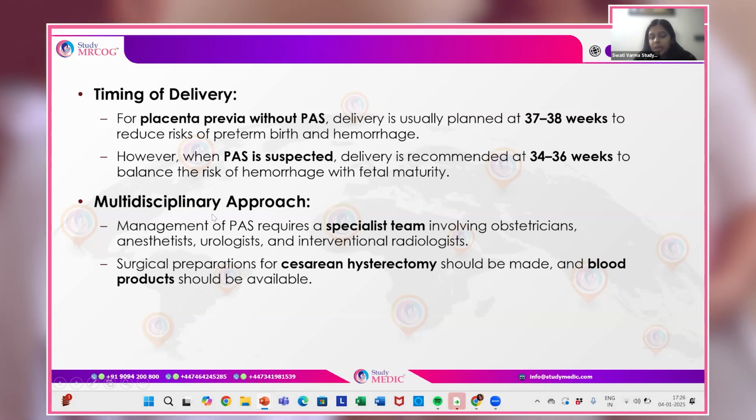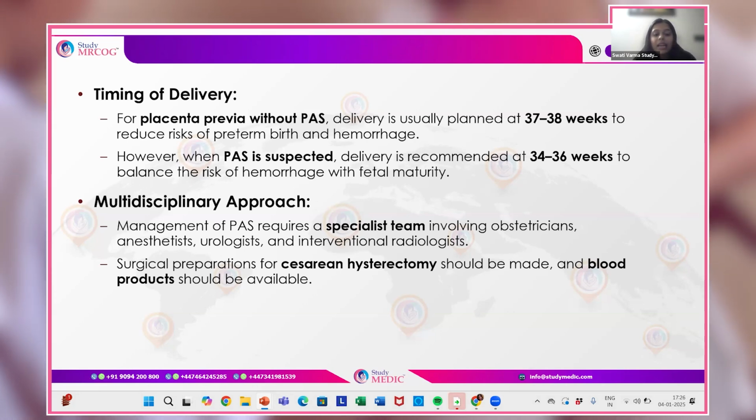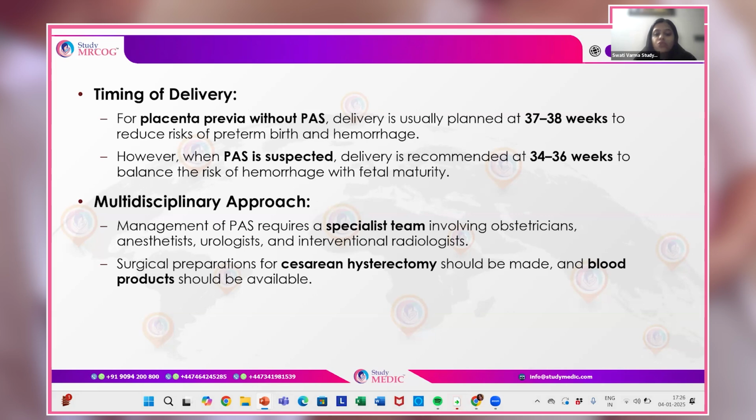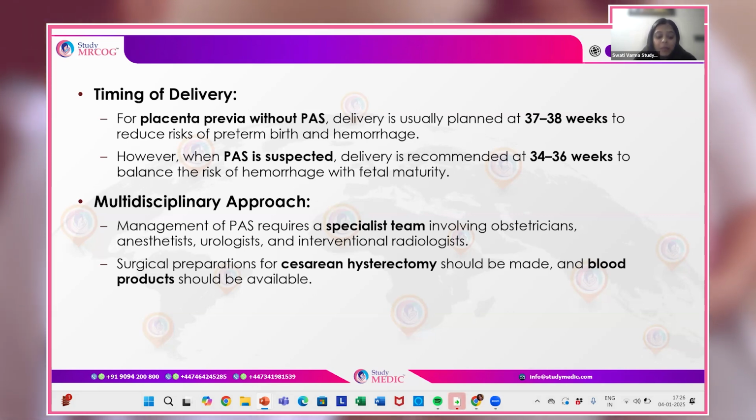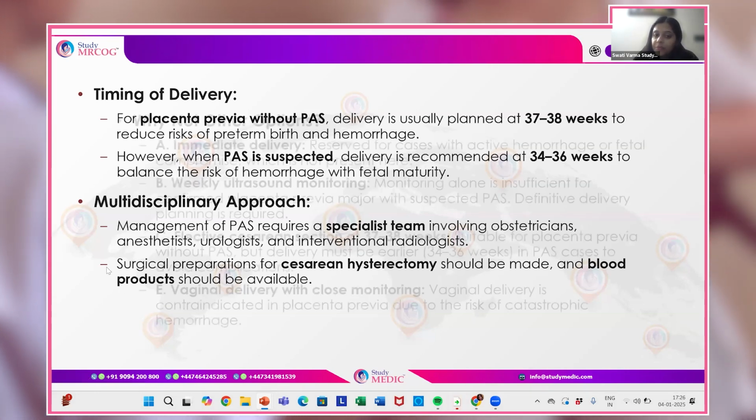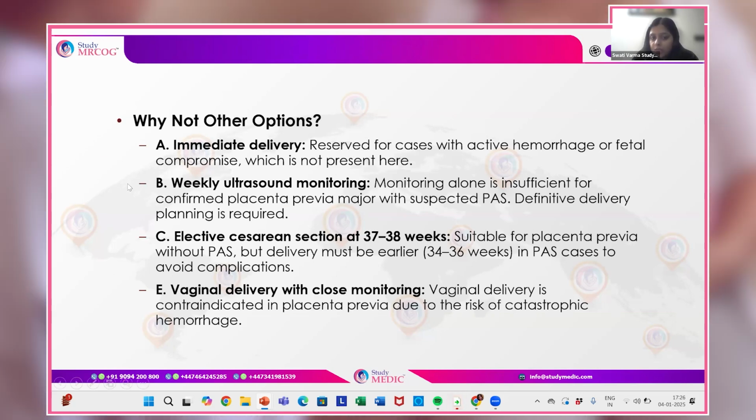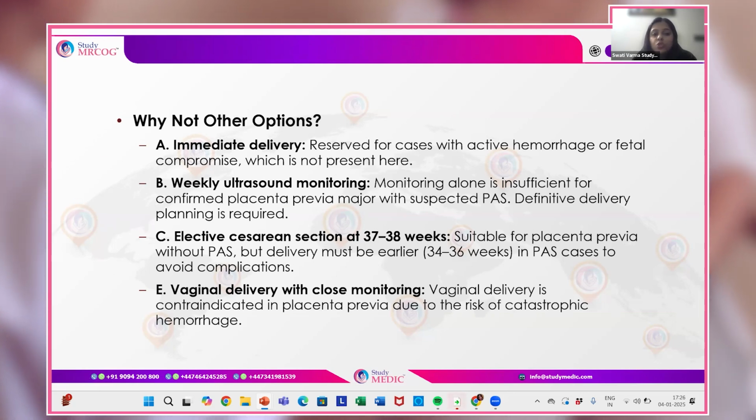A multidisciplinary approach is a must because it requires a specialist team involving obstetricians, anesthetists, urologists, and interventional radiologists. And ideally, preparations for hysterectomy should be made and blood products should be kept available if we are planning a C-section for placenta accreta. Now, why not other options? Immediate delivery, we will reserve for cases with active hemorrhage or fetal compromise, which is as such not present here.